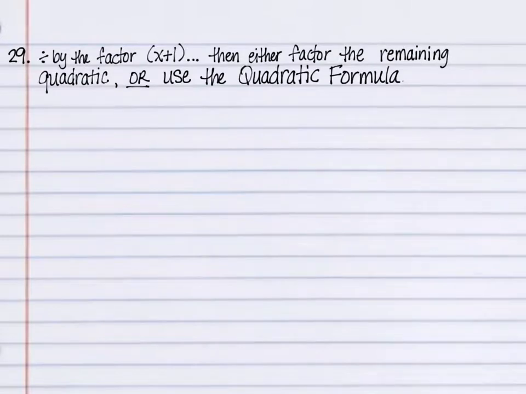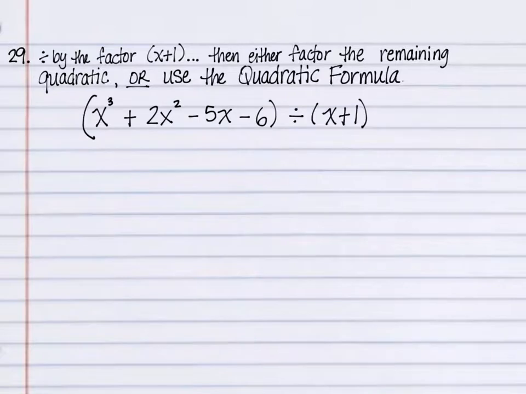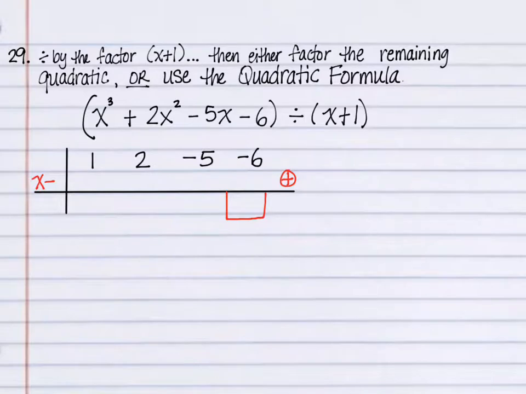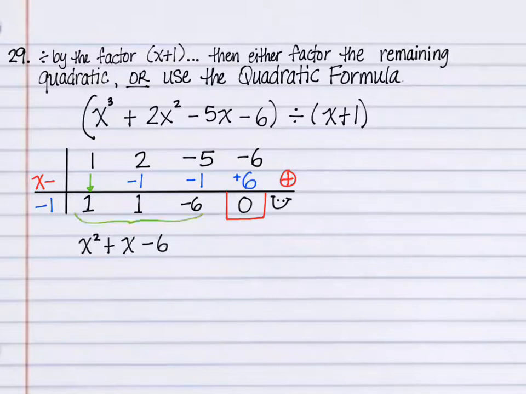And in problem number 29, the process there is we're going to divide the polynomial by that one factor, x plus 1, and then look at the second degree polynomial that we have left, the quadratic. And so we have our polynomial that we're going to divide by x plus 1. We set up our synthetic division, and we start doing it, and we get no remainder, which is great, which means we have a quadratic there, x squared plus x minus 6. And that means we can factor that one, x plus 3 times x minus 2.